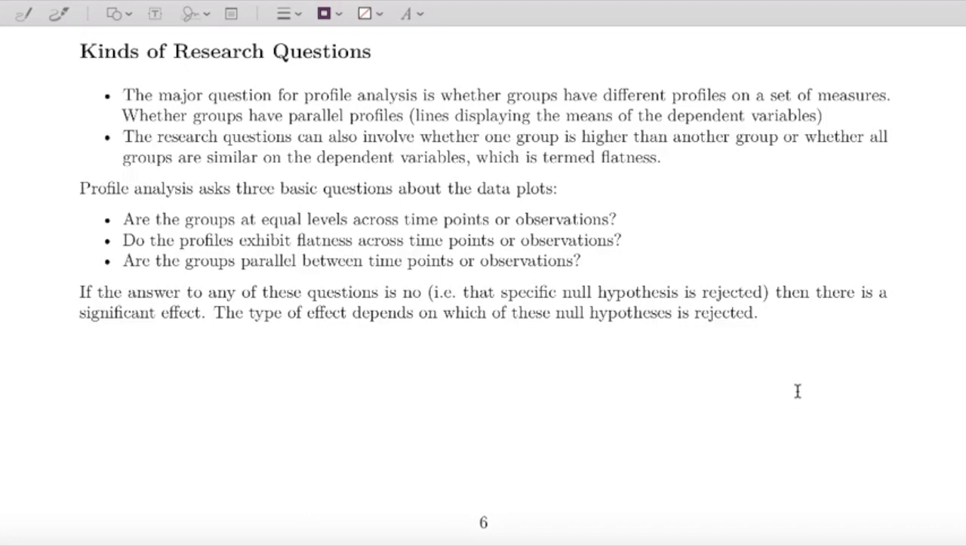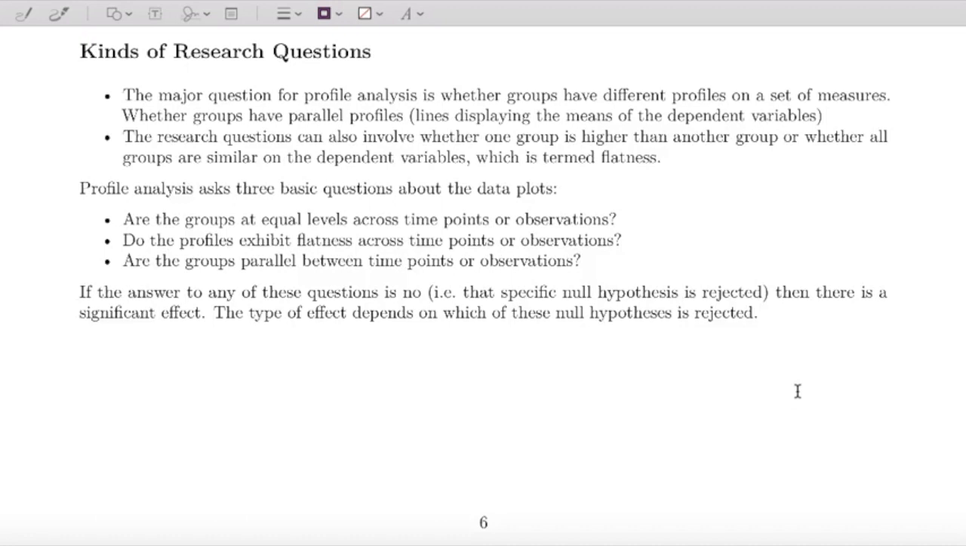Another research question is, you might suspect that there's a group that has a higher profile or a lower profile. I think both would be interesting. And that's what we call flatness. We're looking at the flatness of the slope, basically. And I'll show you in a couple of graphs in a minute so you know what I'm talking about.